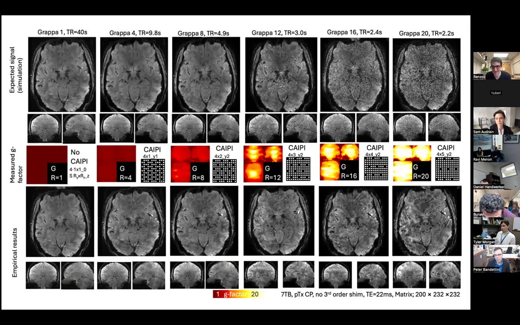Is this a 32, 64, or 128 channel coil? This is the standard Nova coil, 32. Okay. I think almost everything I'm going to show you is 32. So a GRAPPA 20 is really pushing it, right? Given the number of channels.